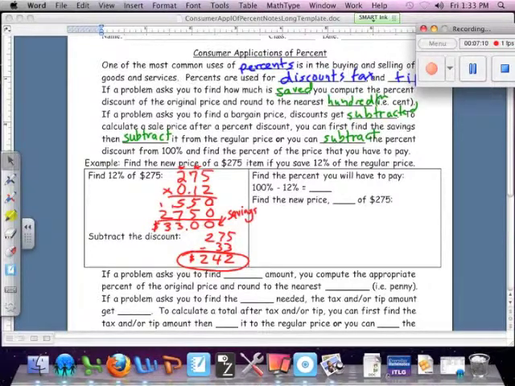A lot of times, if people are using this strategy to find the sale price, there is so much work involved with that first step that they go, whew, next problem, and they forget to do the subtraction. So don't fall into that trap.